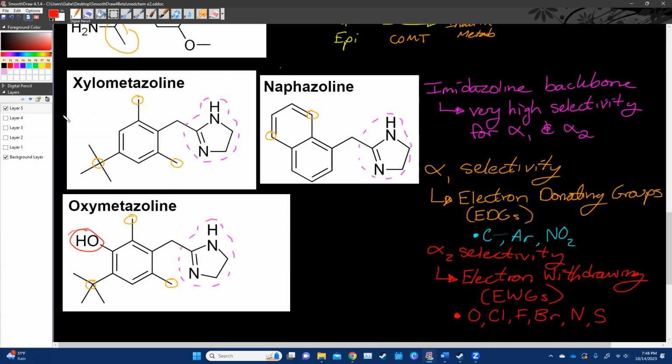So when we compare xylometazoline versus oxymetazoline, who is going to have the most selectivity for alpha 1? Xylometazoline or oxymetazoline? Xylo. Purely because for alpha 1 selectivity, we only want electron donating groups, but in oxymetazoline, we decrease that selectivity very, very slightly with this added OH group.